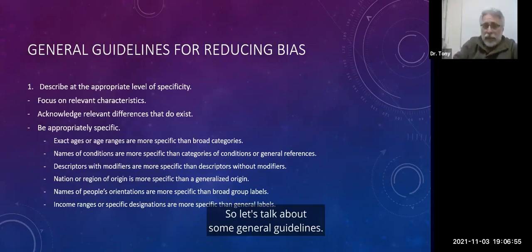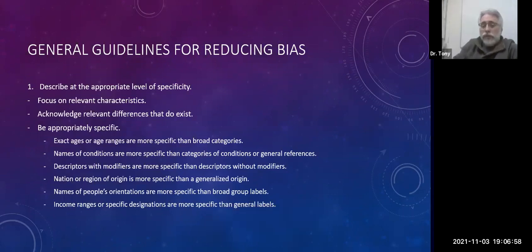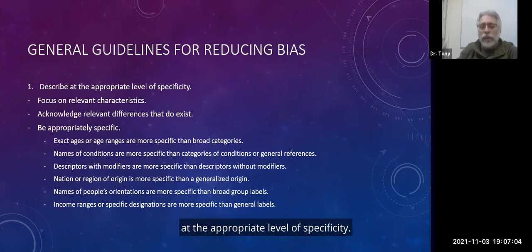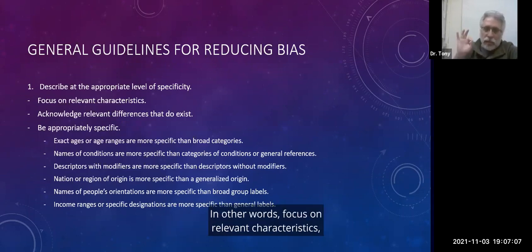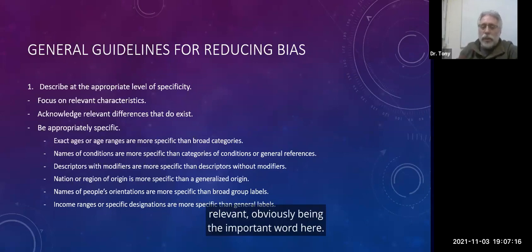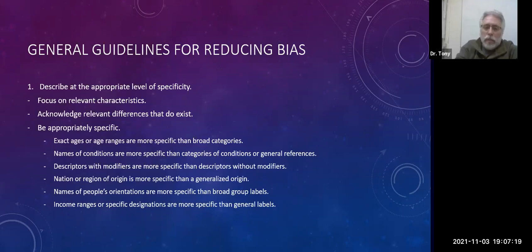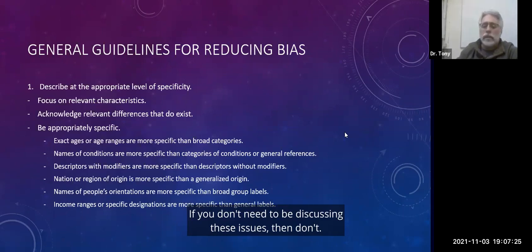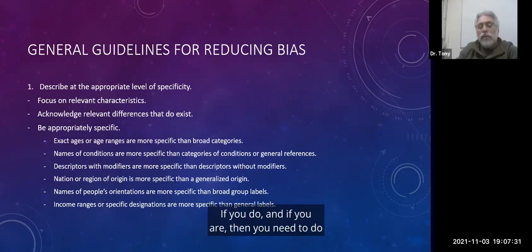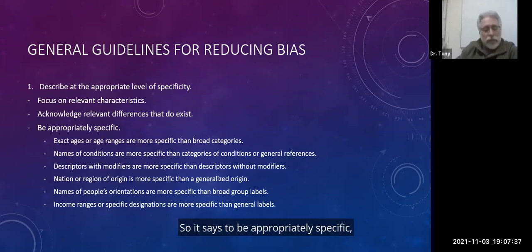So let's talk about some general guidelines. First, when we're talking about any of these things, we want to make sure that we are describing at the appropriate level of specificity. In other words, focus on relevant characteristics, acknowledge relevant differences that do exist. Relevant, obviously, being the important word here. If you don't need to be discussing these issues, then don't. If you do, then you need to do so in ways that are specific. So it says to be appropriately specific.